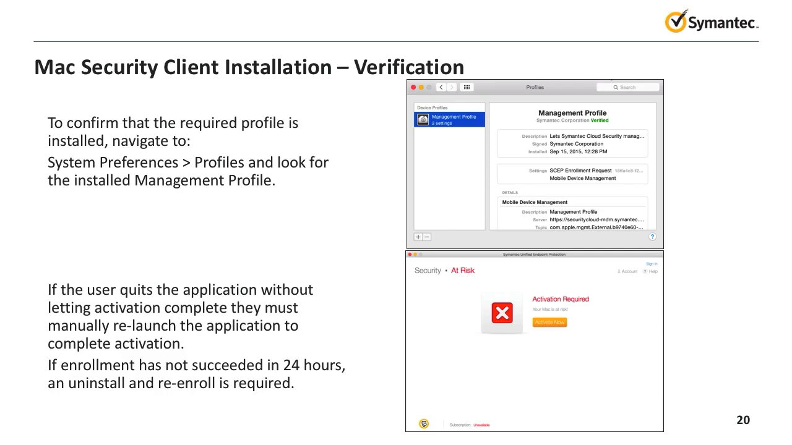To confirm that the required profile is installed, navigate to System Preferences, Profiles, and look for the installed management profile. If the user quits the application without letting activation complete, they must manually relaunch the application to complete activation. After 24 hours, if enrollment has not succeeded, the system will no longer attempt completion. You will need to uninstall the security client and attempt to re-enroll the device again.